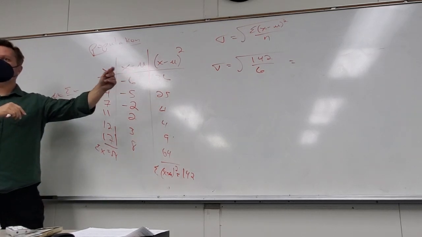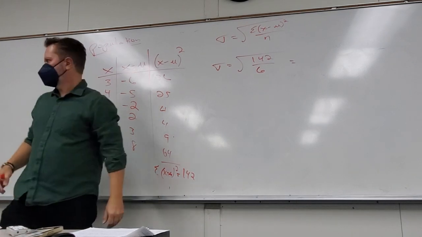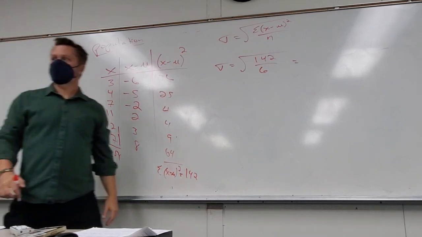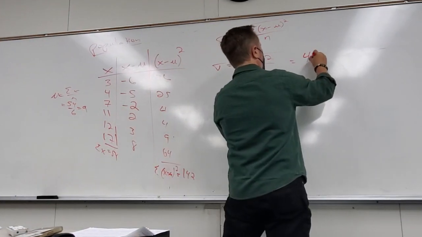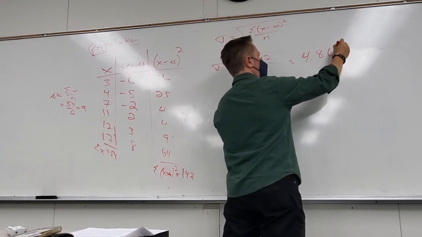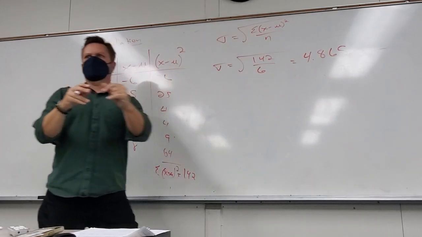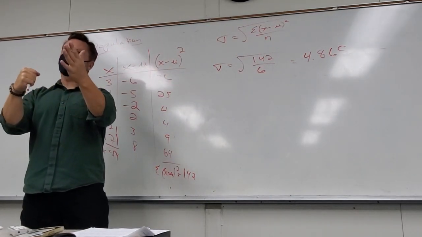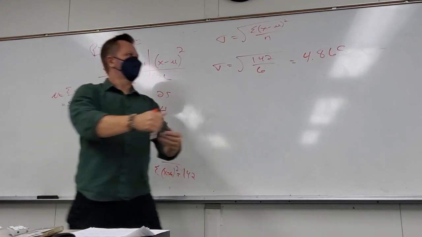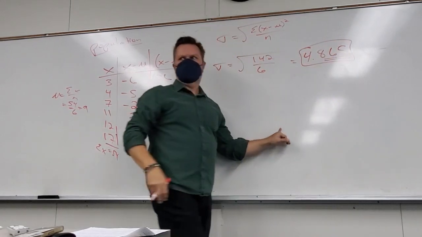Is anybody able to get that? You guys all have calculators, right? 4.8. 4.86. Ooh, you're closer. Keep going. 4.8, 6, 4, 8, 3. So like that. So here's the big thing, okay? This is a major note. Standard deviation, you always go at least 3 decimal places, always. So in standard deviation, we always go at least 3 decimal places.